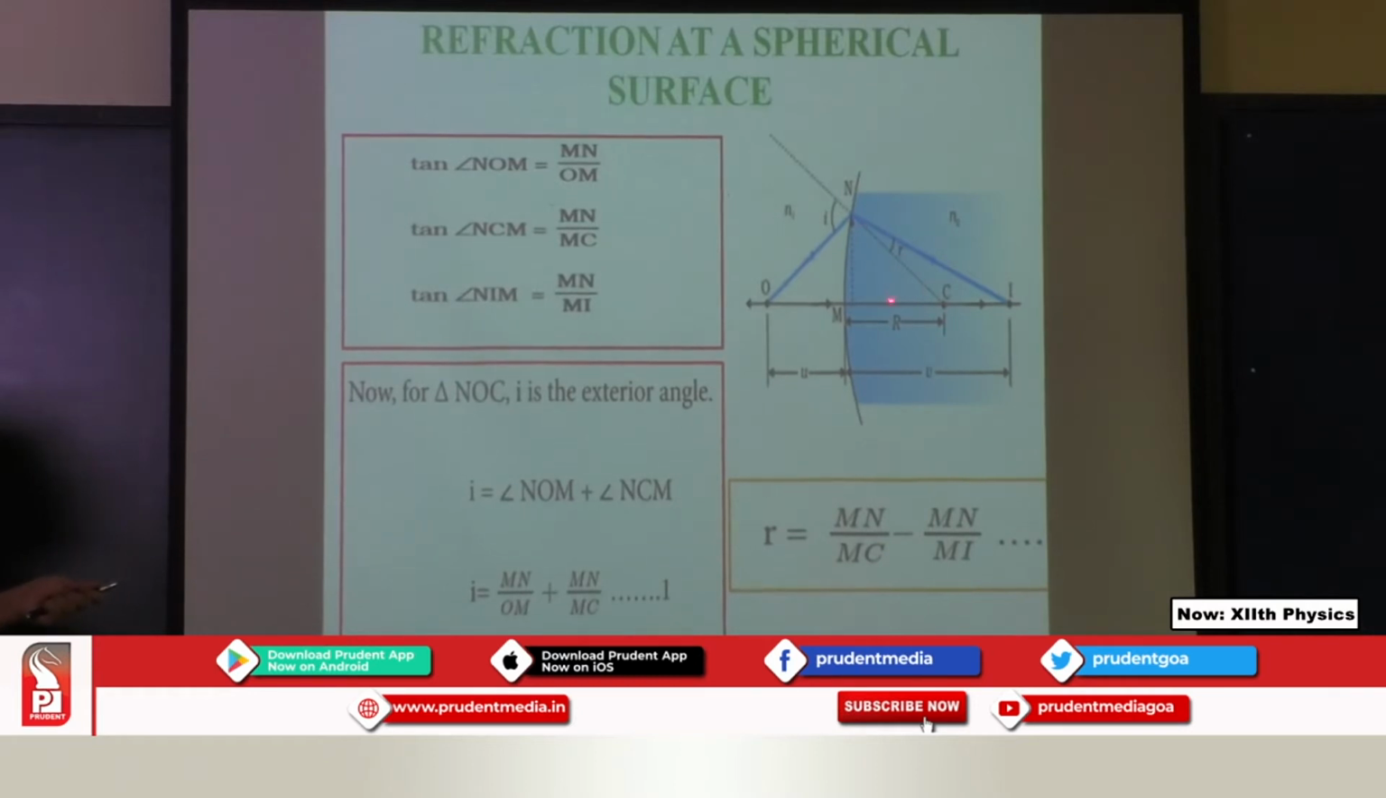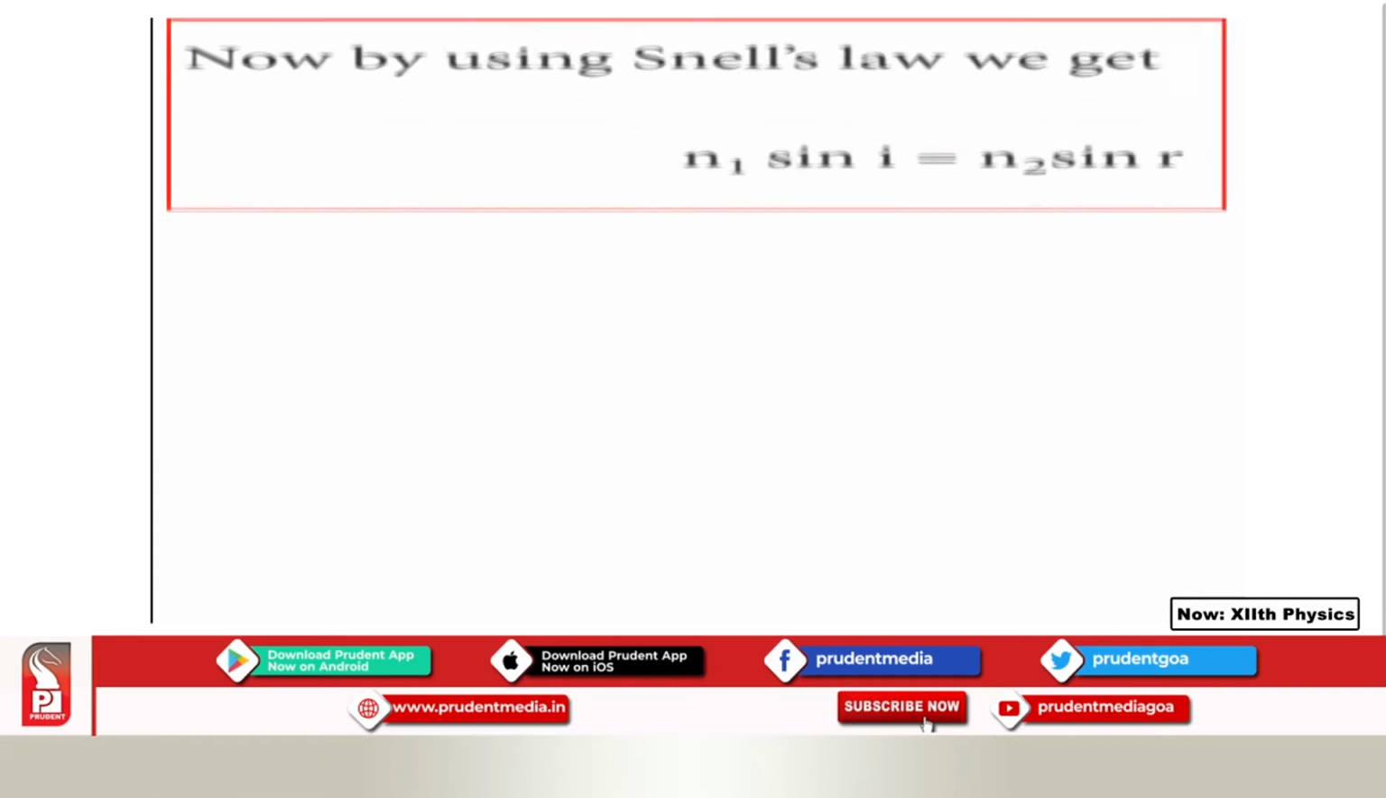For NIC, this angle NCM becomes an exterior angle, which will be the sum of this R plus NIM. So, you just need to do a slight mathematical step, and ultimately R, that is the angle of refraction, you get it as MN upon MC minus MN upon MI. So, I have got here angle I and here angle R. So, let us substitute them in the Snell's law.